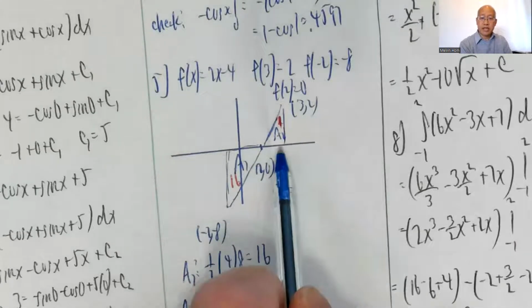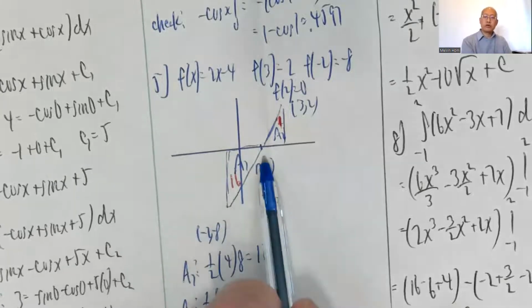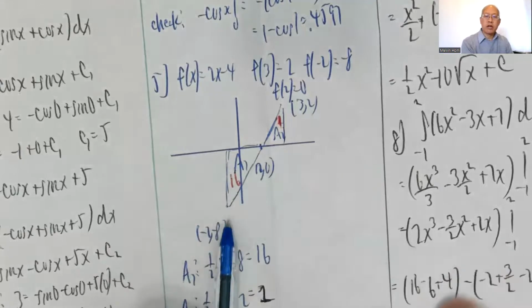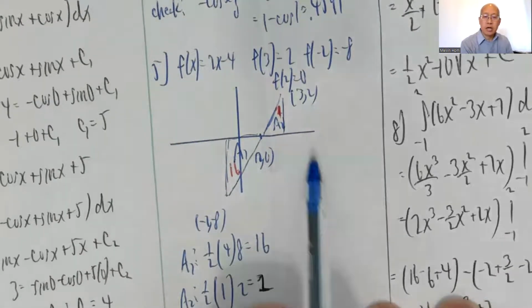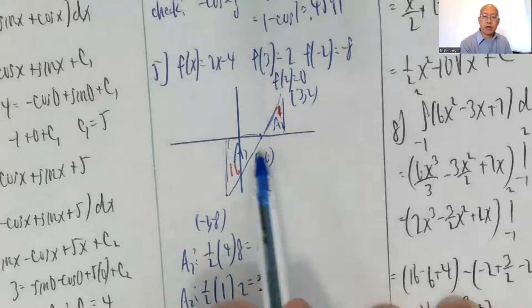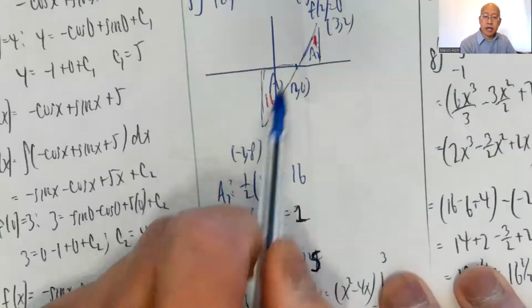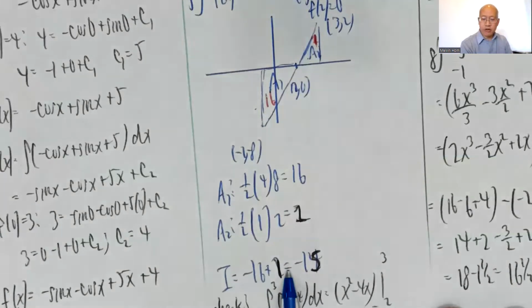Okay, and where does it touch the x-axis? At x equals 2. So I have (-2, -8), (2, 0), (3, 2). This triangle, I call it A1, is 1/2 base times height: 1/2 times 4 times 8 is 16. A2 is 1/2 base times height: 1/2 times 1 times 2 is 1. The integral will be, this is under the x-axis, so negative 16 plus 1. So the final answer should be negative 15.